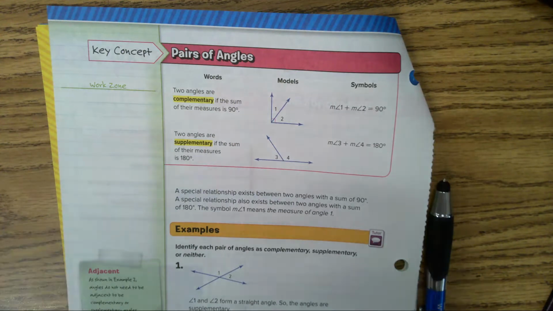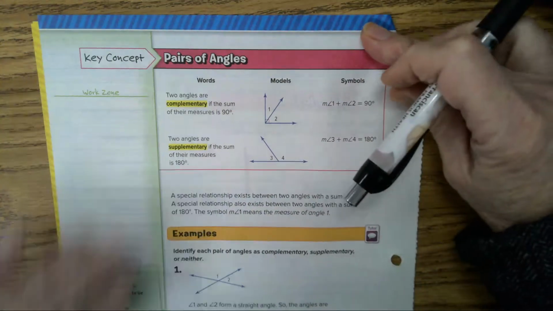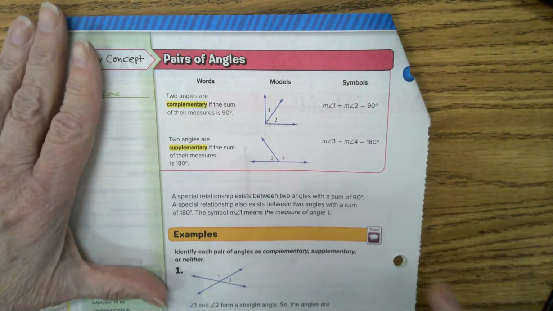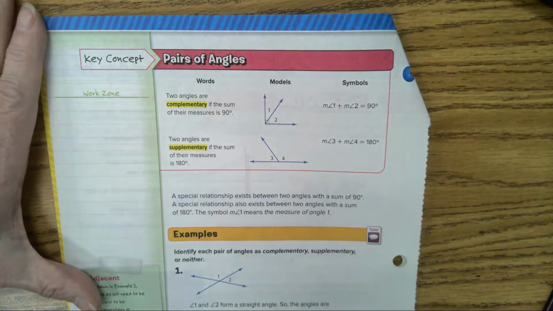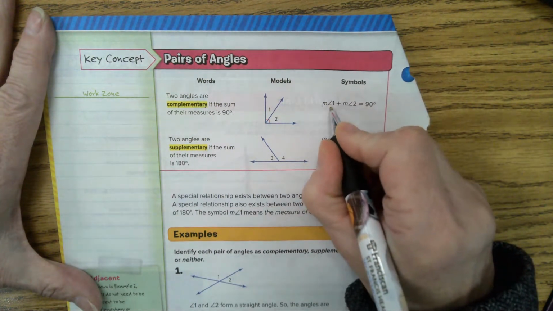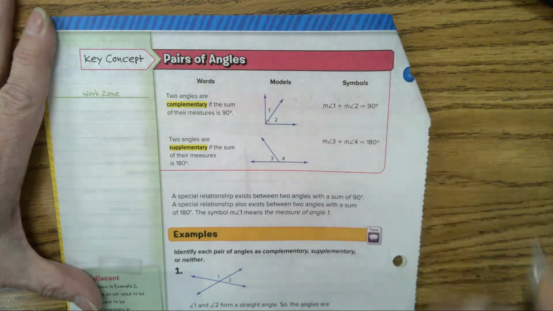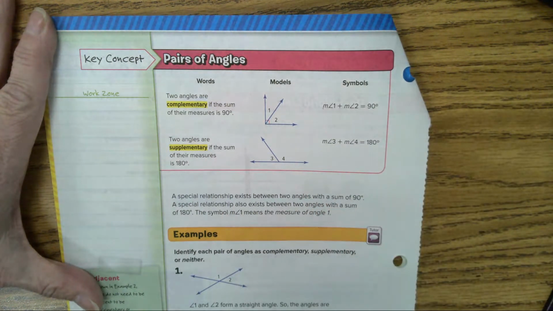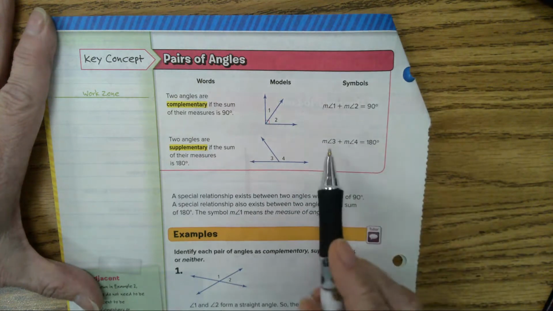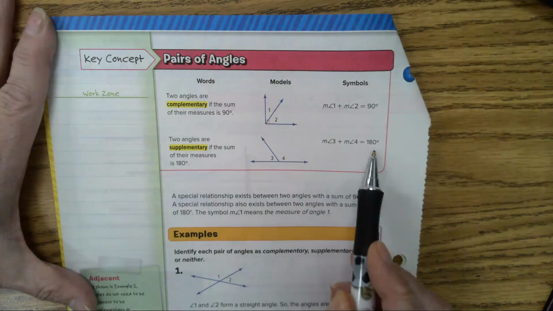Now, I think yesterday in the lesson, in the video, it talked about the ways you communicate geometry and talking about angles. So you use M stands for the measure of angle 1 plus the measure of angle 2 equals 90 degrees. Do you see how that's being communicated? Here, the measure of angle 3 plus the measure of angle 4 is 180.